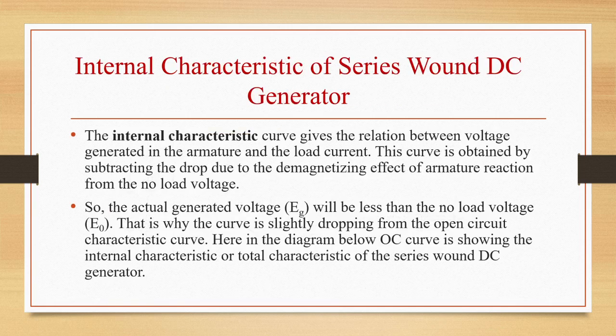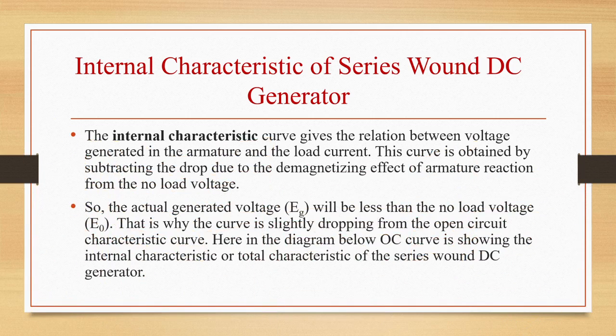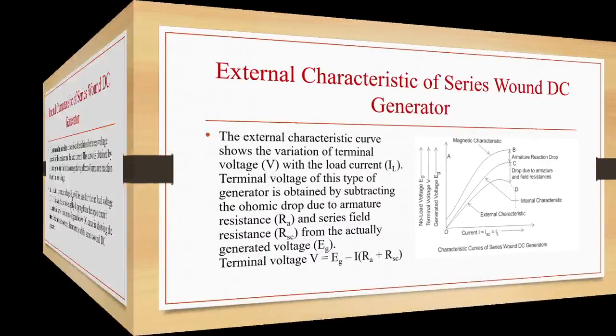So the generated voltage EG will be less than the no load voltage E0, and that is why the curve is slightly dropping from the open circuit characteristic curve. In the diagram, the curve below OC shows the internal or total characteristic of the series wound DC generator. The internal characteristic curve gives the relation between the voltage generated in the armature and the load current.